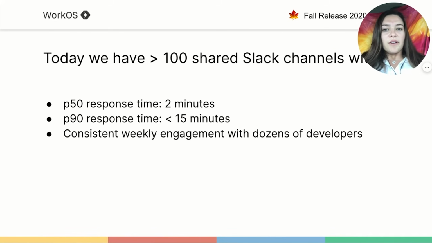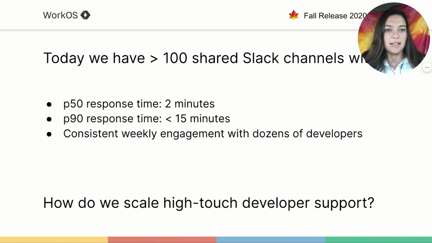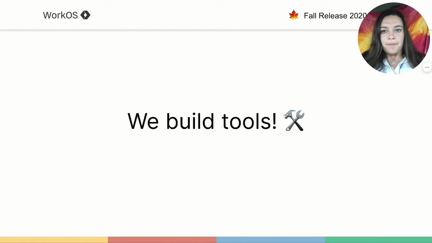Today we have over 100 shared Slack channels with developers. Our P50 response time is 2 minutes and our P90 response time is under 15 minutes, which means we're pretty fast. We have consistent weekly engagement with dozens of developers, but the question we've been thinking a lot about is, how do we scale high-touch developer support? Turns out the answer is we build tools.